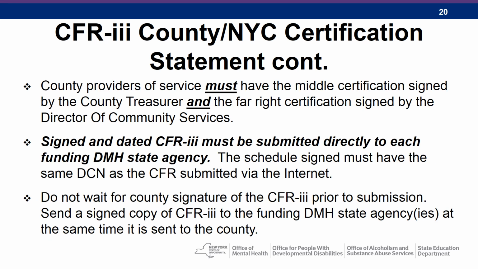If required, a signed, dated CFR-iii must be submitted directly to each funding state agency. The schedule signed must have the same DCN as the CFR submitted via the Internet. Do not wait for a county signature of the CFR-iii prior to submission. Instead, send a copy of the CFR-iii to the state funding agencies at the same time it is sent to the county.